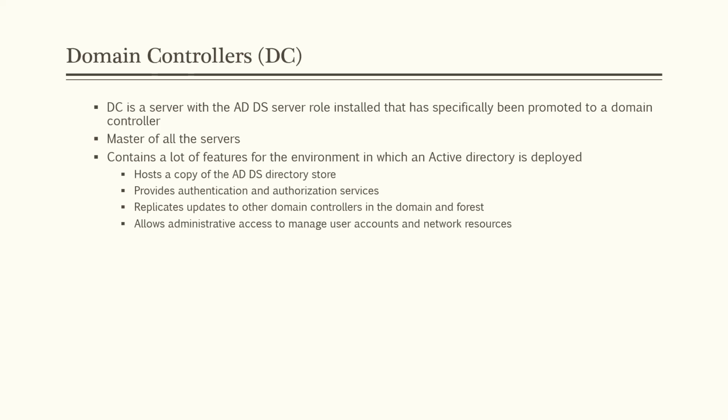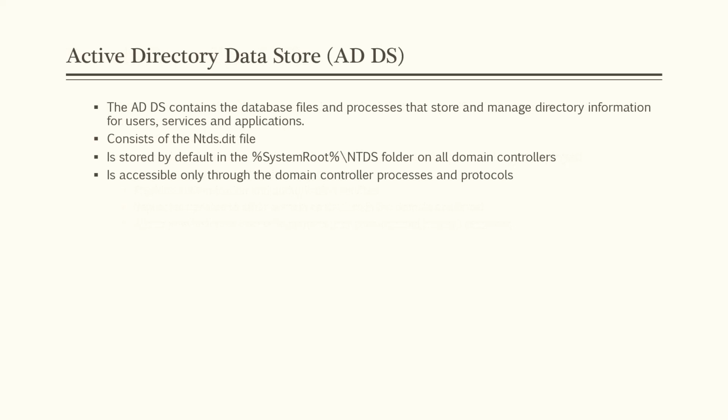Moving on to the next physical component, Active Directory data store. Now, Active Directory data store contains the database files and the processes that store and manage directory information for users, services, and applications. The key takeaway when talking about Active Directory data stores is the ntds.dit file. Now, this .dit file has all of the information potentially present in an Active Directory environment, and by default, it is stored in the system root's ntds folder on most of the domain controllers. And also, this ntds.dit file is accessible only through the domain controller and the processes and protocols that can be controlled by a domain controller.